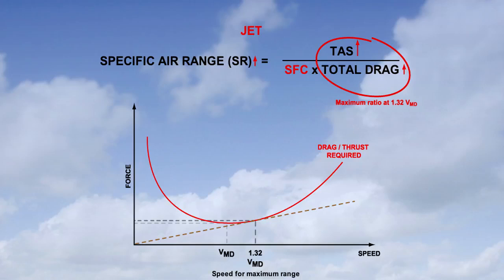There is now only one remaining item left in the formula which still needs to be resolved. In order to increase range even more, specific fuel consumption must be decreased. You may recall that the only way to do this for a jet aeroplane is to operate at as high an altitude as possible. Operating as high as possible will give us a higher true airspeed for any given indicated airspeed, which again will improve the specific range.